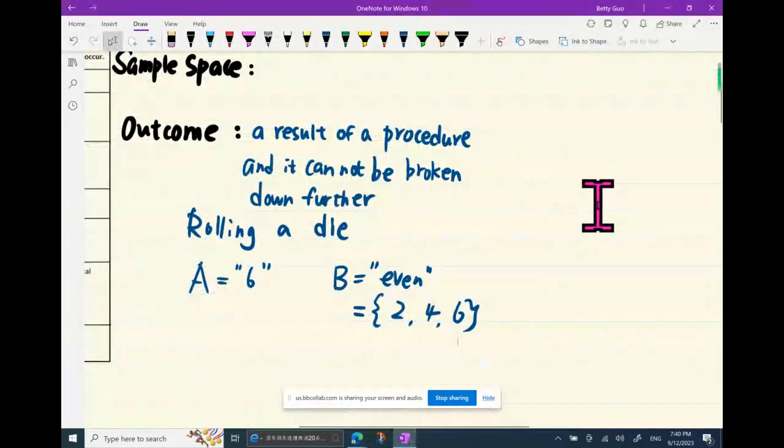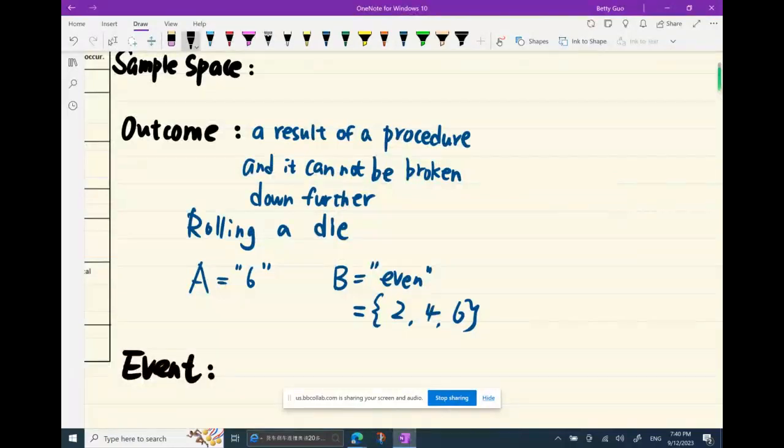B is an event. Okay, what is an event? An event is a result of a procedure. When we talk about an event, we would have to have the procedure as the background, right? When we talk about getting an even number, we need to have the background to make the result make sense. So you roll a die, and the result is an even number. That is an event. B is an event.